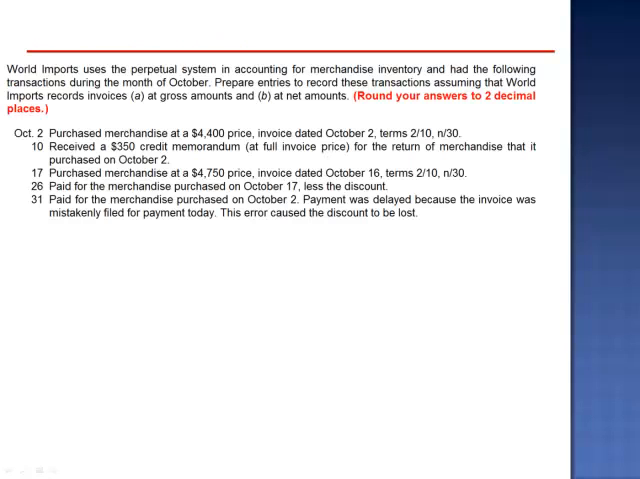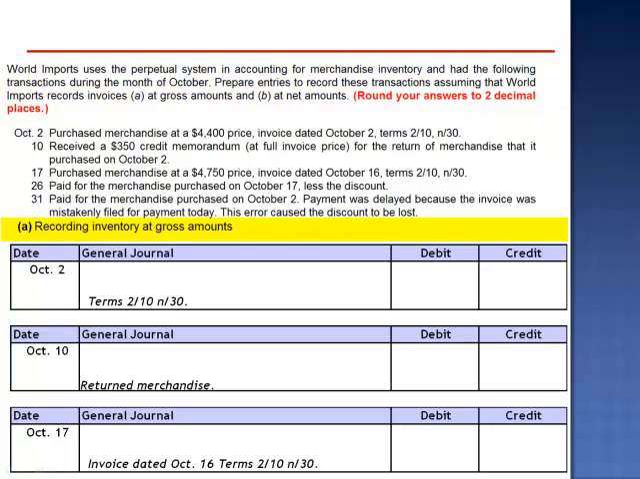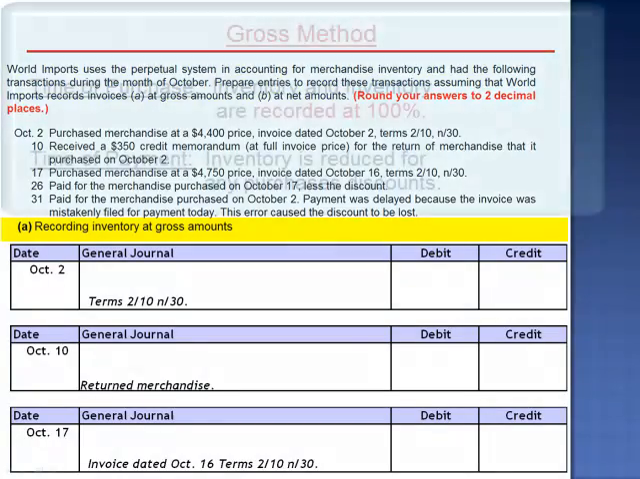Exercise 14. World Imports uses the perpetual system in accounting for merchandise inventory and had the following transactions during the month of October. We're asked to prepare entries to record these transactions, assuming that World Imports records invoices at the gross amounts and then at net amounts. Let's start first recording the inventory at gross amounts.